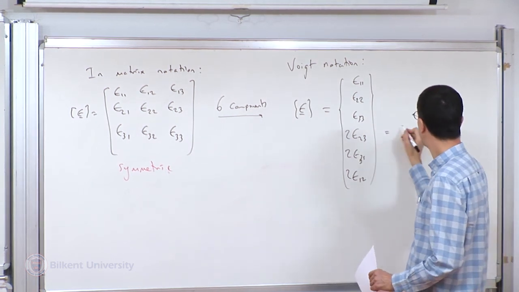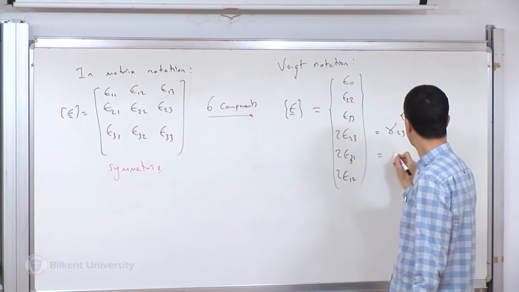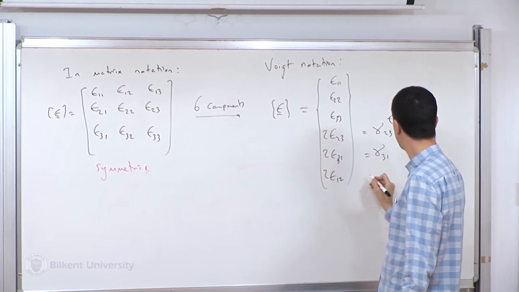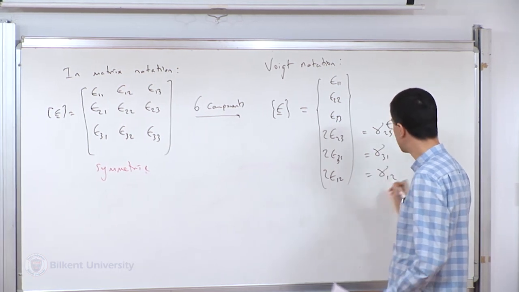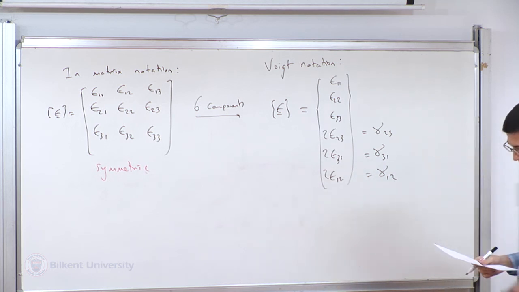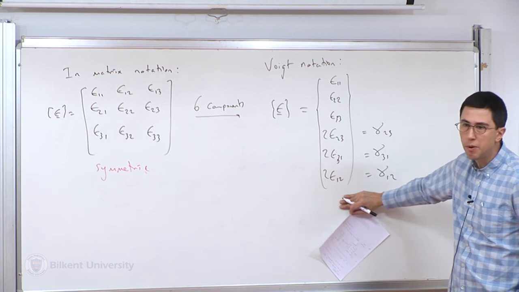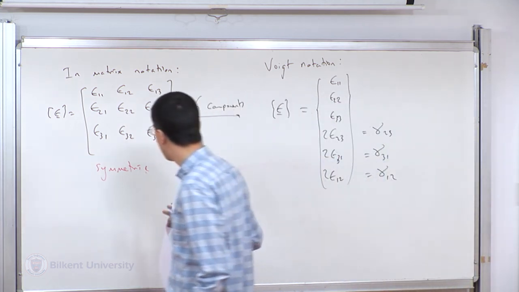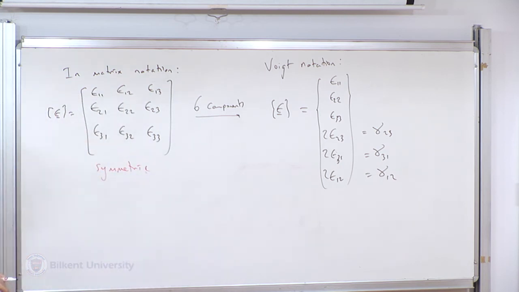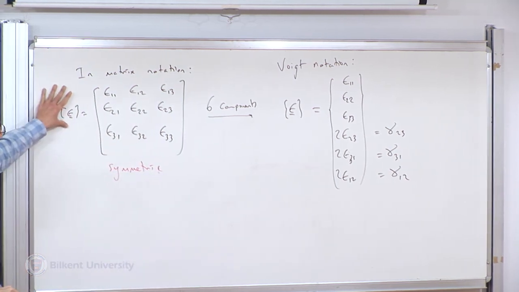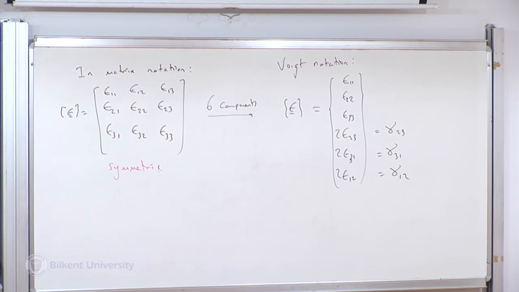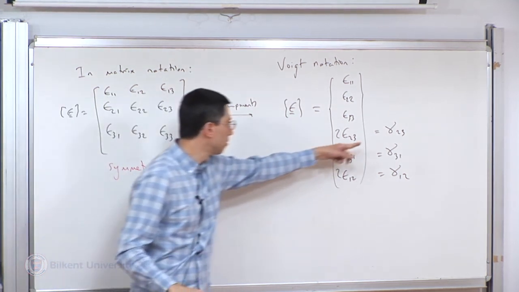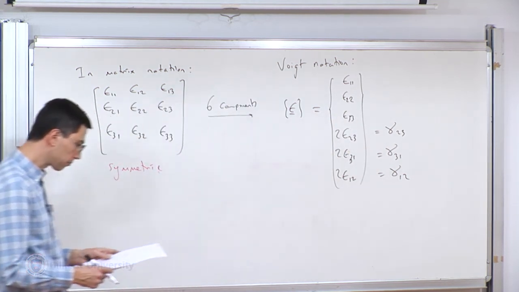So in 231 notation, this would be gamma 2, 3, gamma 3, 1, and gamma 1, 2. Okay. This is just a reminder. We're not going to use the Voigt notation, except perhaps for a few isolated instances. I will stick with the original expression epsilon ij, and I will not make use of the gammas.